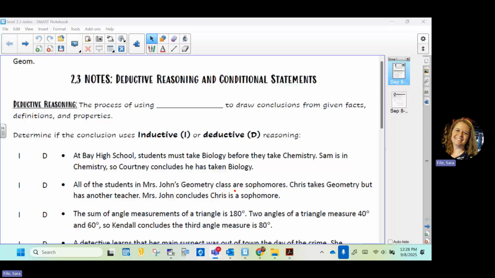Let's look at deductive reasoning and conditional statements in 2.3.